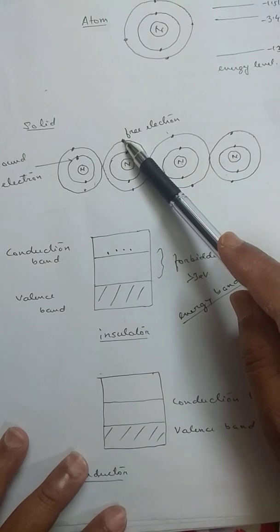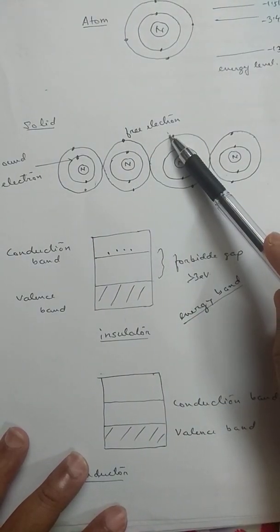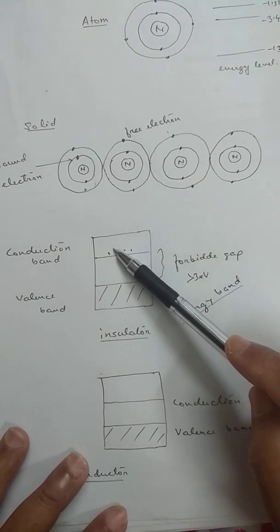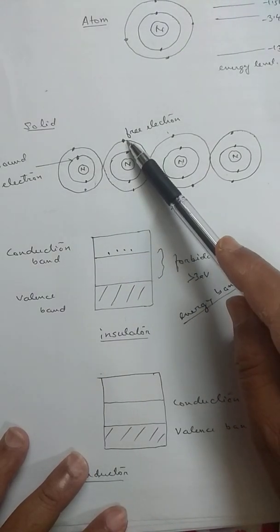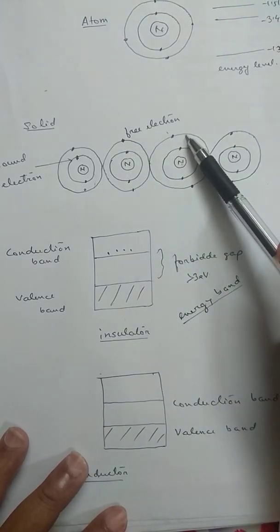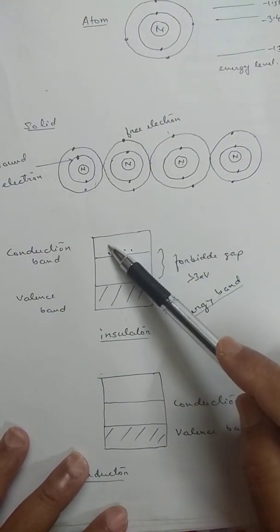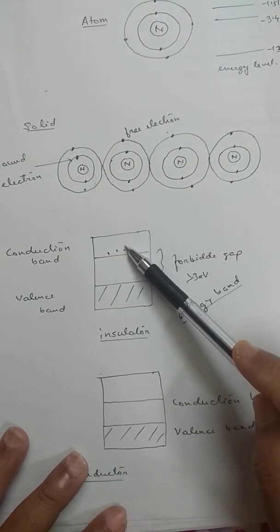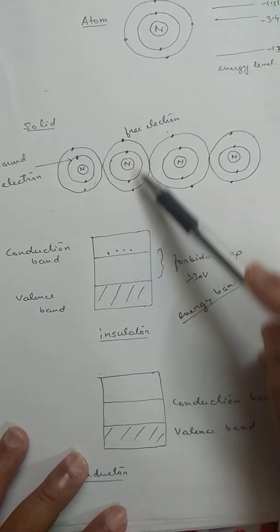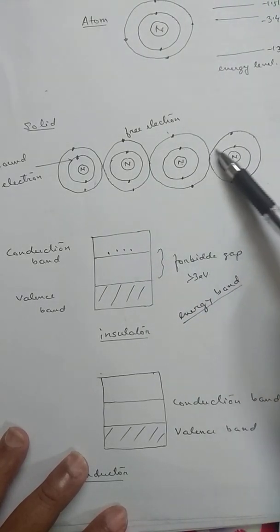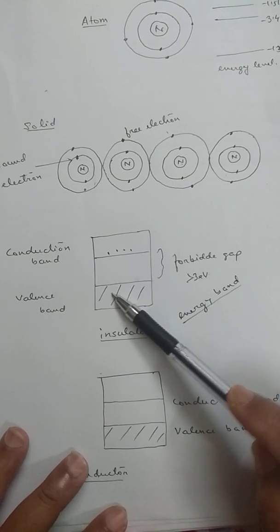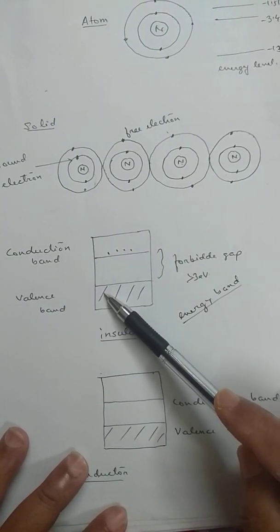Whenever electrons are in the overlapping energy level, they are said to be in the conduction band of the solid, because these electrons are free to move from this atom to this atom. Therefore, these electrons are in the conduction band. They can easily move, so they can easily conduct. But these electrons are bound to move around the nucleus. They are not free, so they are said to be in the valence band of the solid.